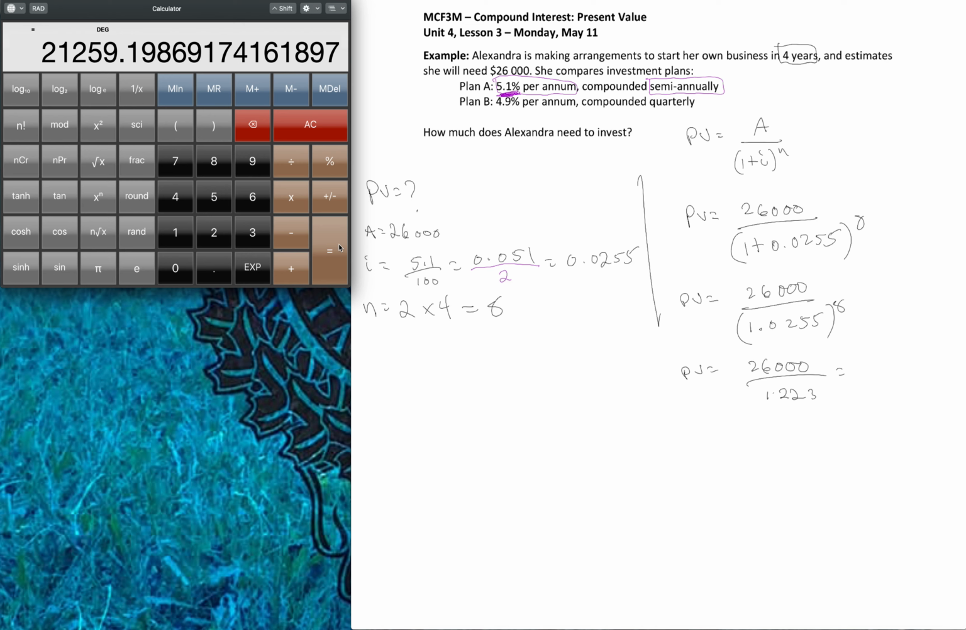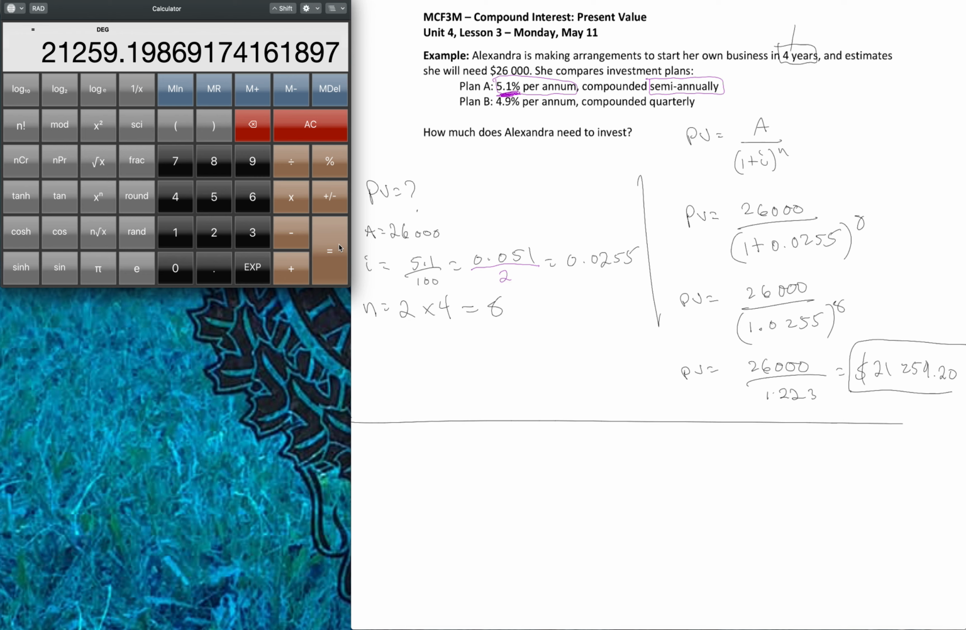Okay, there you go. 21,259, and we'll call it 20 cents. So that's how much money she has to invest with Plan A in order to get $26,000 after 4 years. It's got to be $21,259.20. That's how much she has to invest up front, right? And then over the 4 years, she's going to earn the rest in interest in order to get to 26,000.